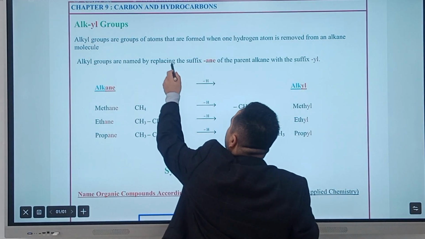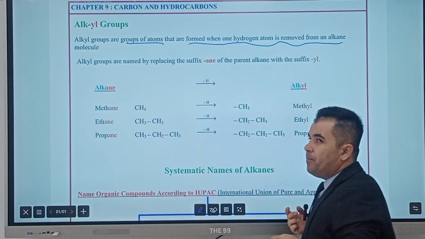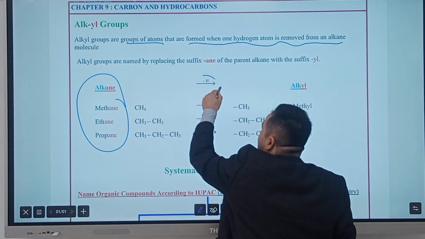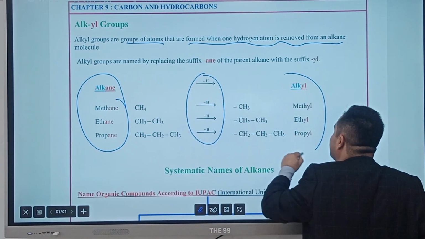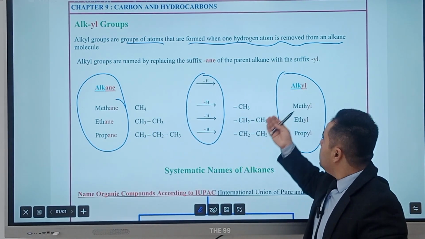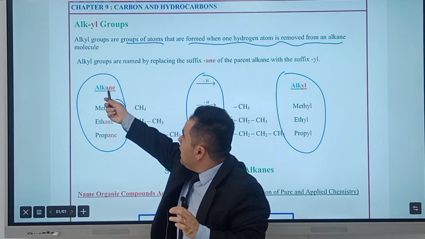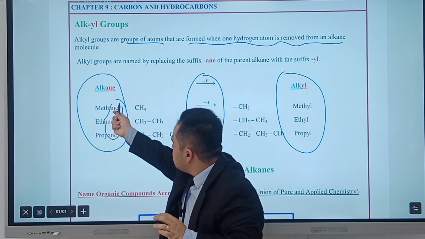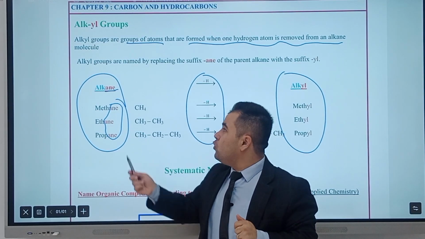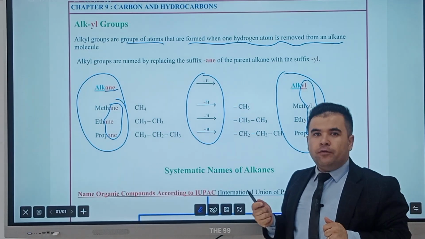Alkyl groups are groups of atoms that are formed when a hydrogen atom is removed from the alkane. So here we have alkane minus a hydrogen, it becomes alkyl. The alkane takes the suffix ane. But the alkyl ends in YL, so the ANE is replaced by YL. We have to know the naming of the alkyl group.